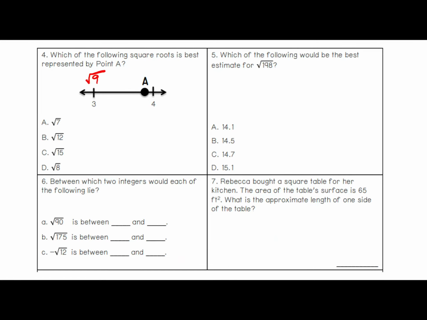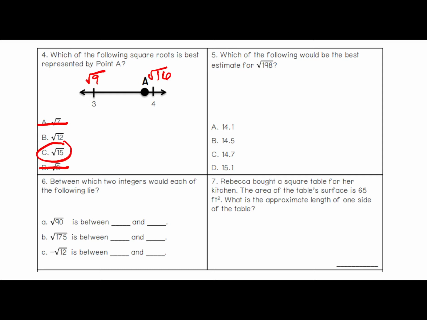So I would put the square roots above them. So we know it cannot be 7 because we're in between 9 and 17, and it cannot be 8 either because, again, 9 and 16. And I would say that this is 15. It's way too close to that 4.